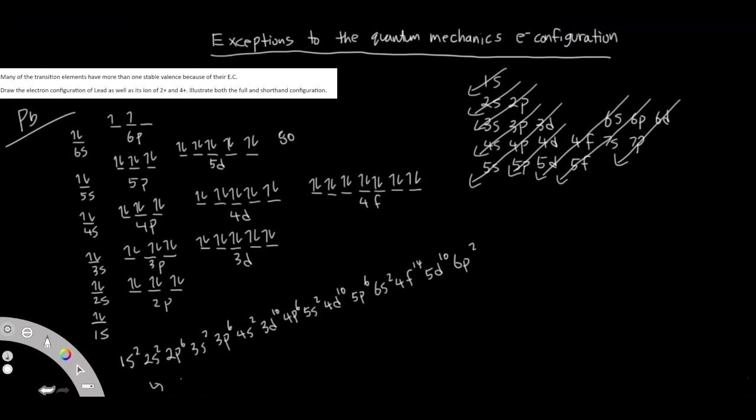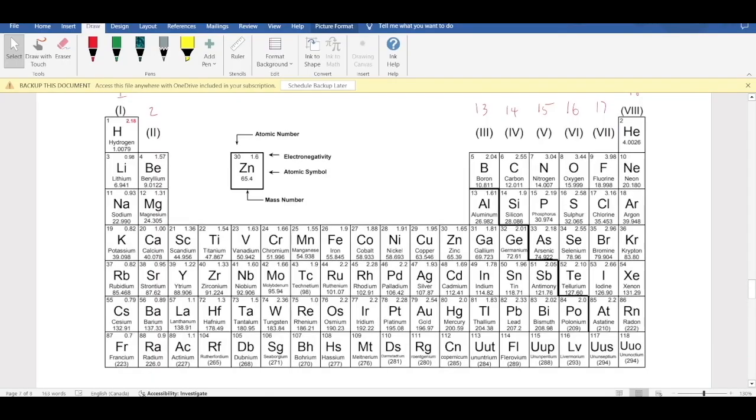Now we can do the same one here, and we can do the shorthand version of this. So the shorthand version here is just going to go to our most recent noble gas. Our most recent noble gas before the lead would be the xenon. If you look for xenon on the periodic table, we're at lead over here, and we're trying to find the most recent noble gas. That would be xenon over here.